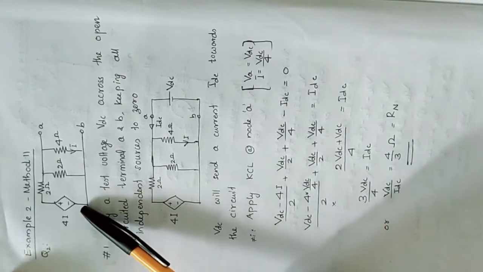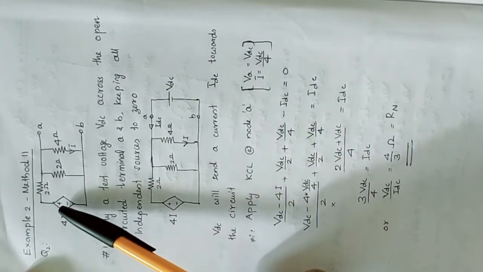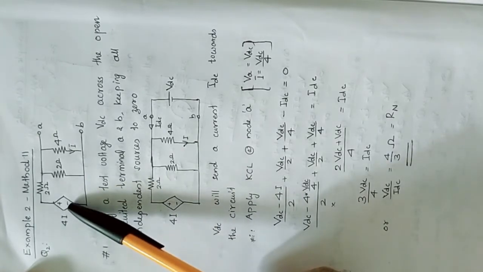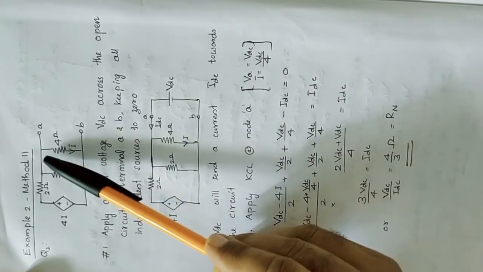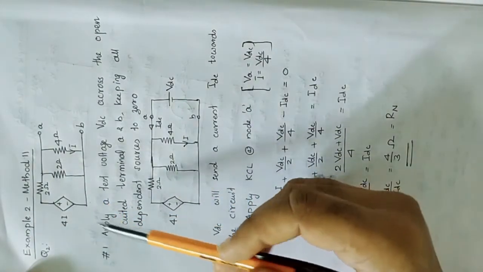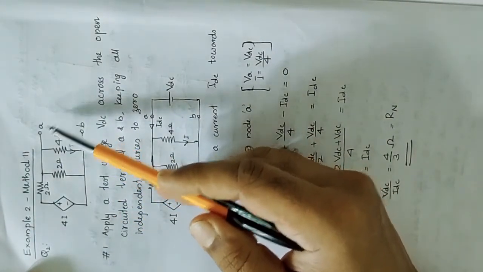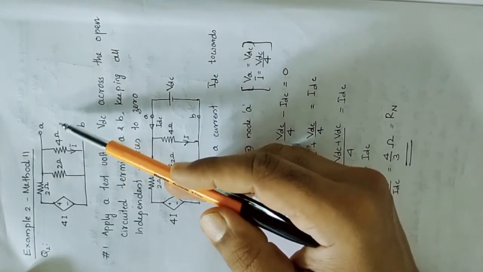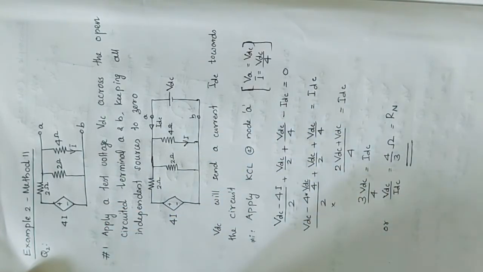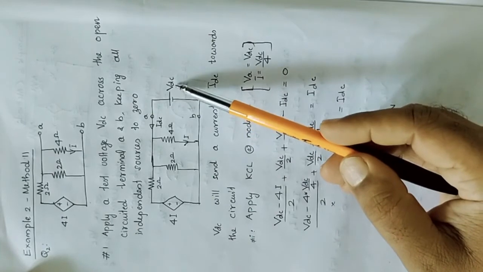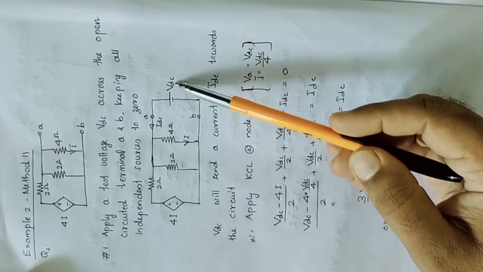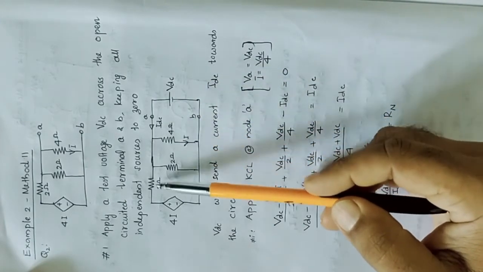So this is the corresponding circuit. Here again we have one controllable voltage source. The value of this voltage source is determined by the current flowing through the 4 ohm resistor. The first step in method 2 is to apply a test DC voltage across the open circuit terminals, keeping all independent sources at 0. Here there are no independent sources. So we applied a DC test voltage VDC across the open circuit terminals, and this DC voltage will send a current IDC into this circuit.